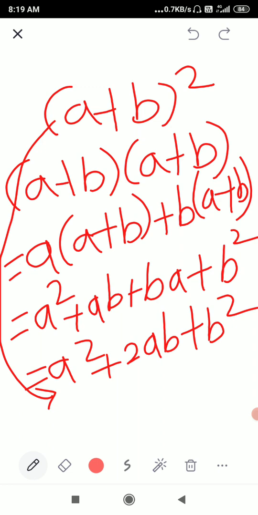No need to do all these steps. You can use this direct formula, a square plus 2ab plus b square. By using this, we are solving practice set 50. Again the same for a minus b bracket square. Let us multiply this algebraic expression to obtain the formula.